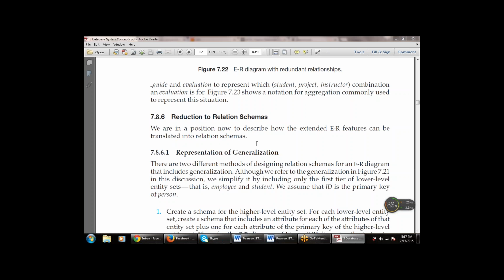Coming back from the break, the next topic is the reduction to the relation schemas. We are in a position now to describe how the extended ER features can be translated into relation schemas. So the first topic is representation of the generalization, that is, how to represent it.